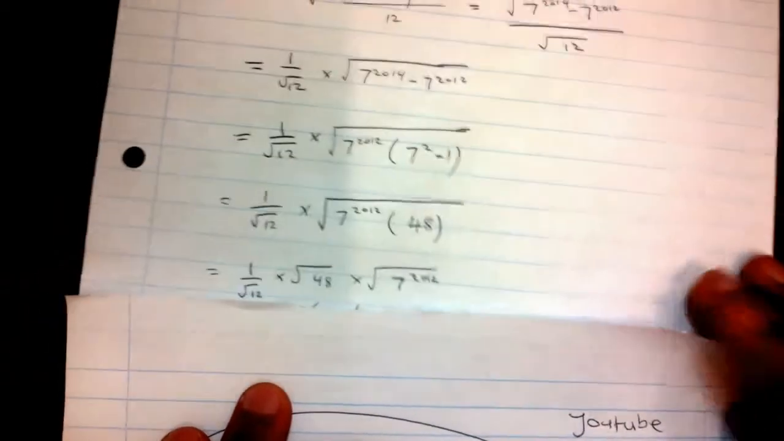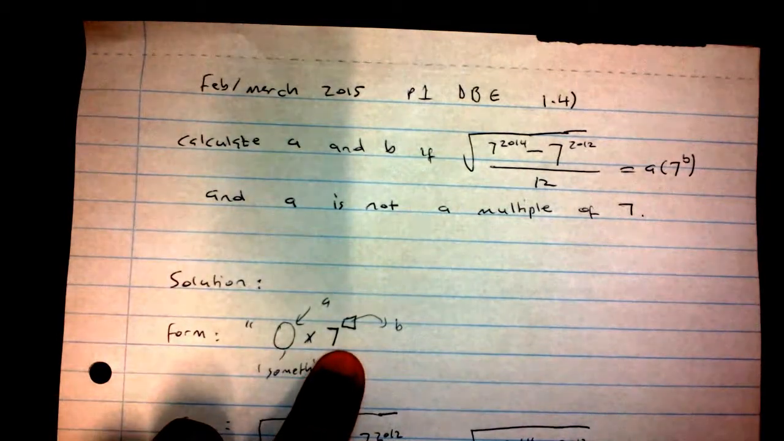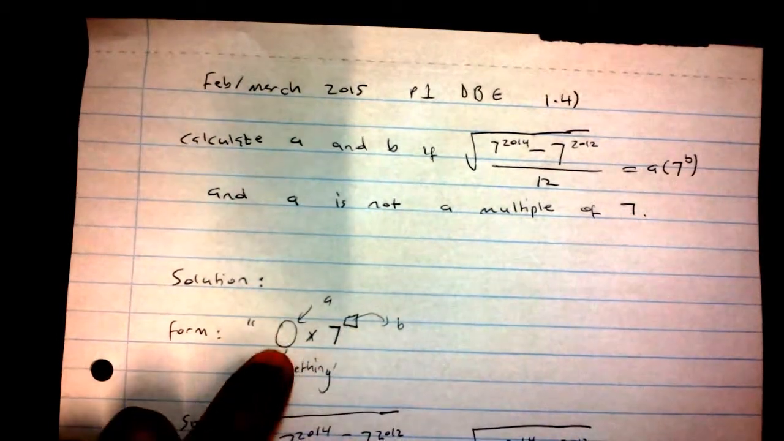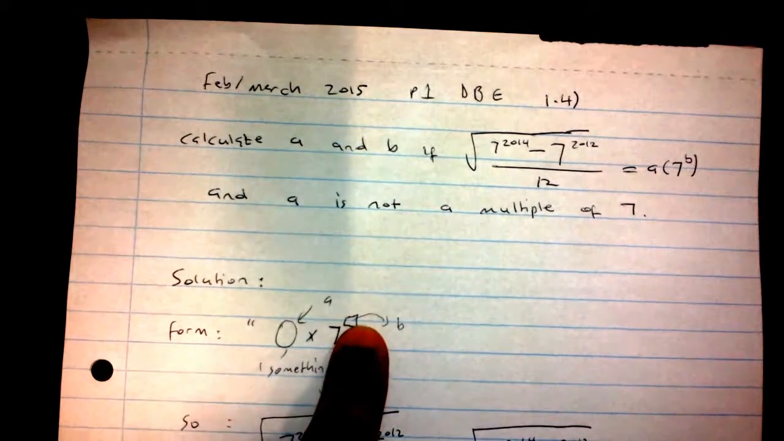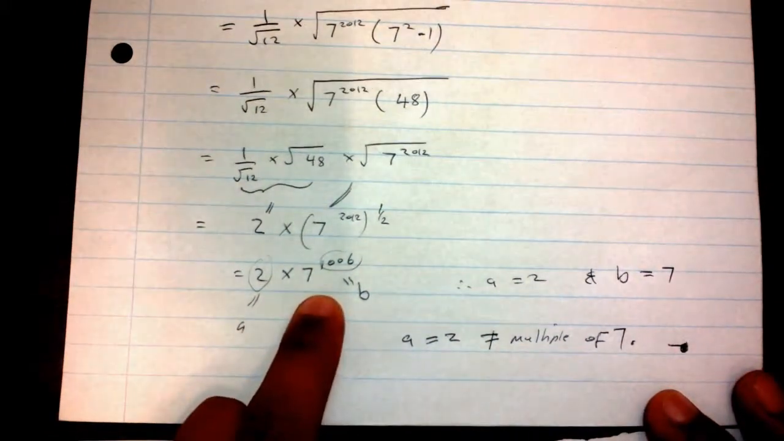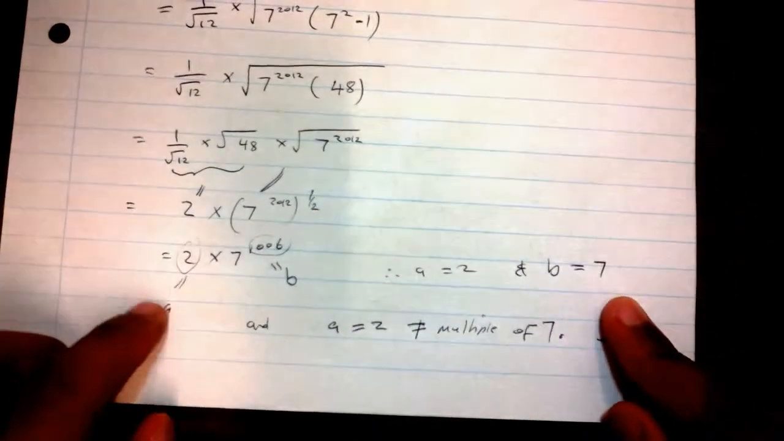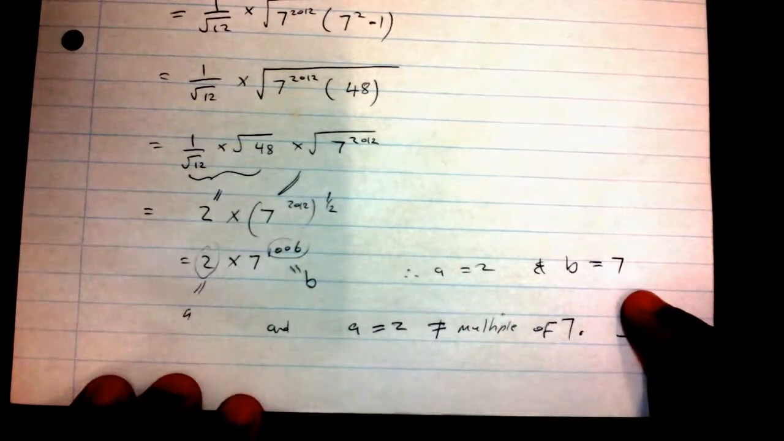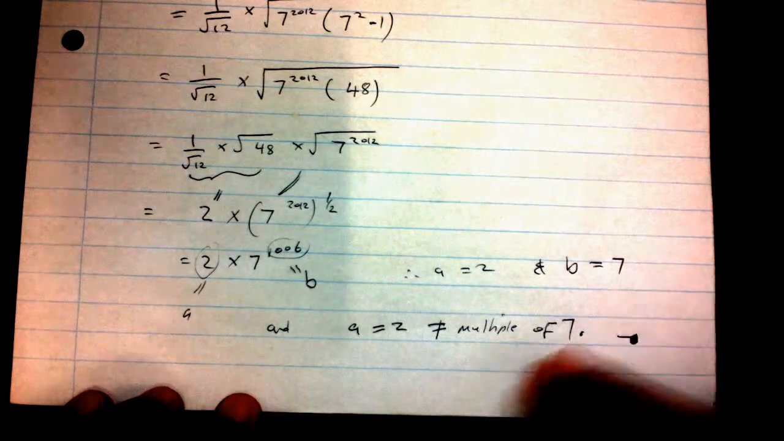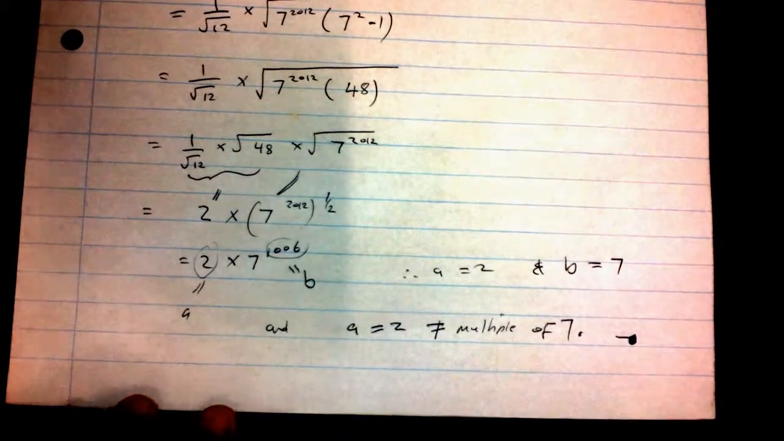And what did I say when we started? I said you're looking for a constant multiplied by 7 to the power something, and that constant will be a, and that power will be b. So going back, you have 2 multiplied by 7 to the power 1006. That means a is 2 and b is 1006. They told you that a must not be a multiple of 7. 2 is not a multiple of 7, so this indeed is the right answer.